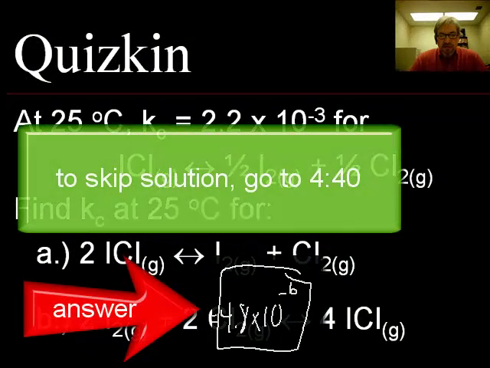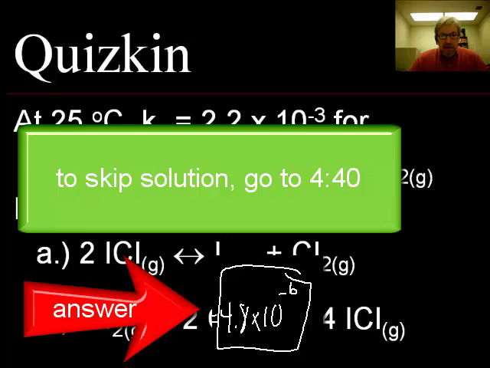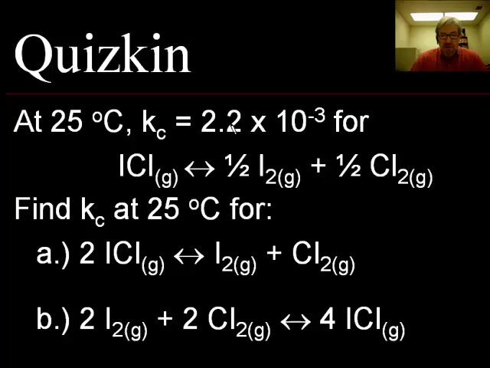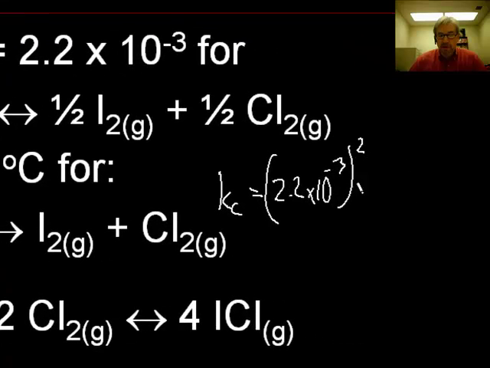Well, what's happened here is we've doubled the coefficients. And what we learned about doubling coefficients is you have to take the K value and then raise it to whatever you've done to the coefficients. So doubling the coefficients means we should square the value of Kc. So Kc for the new reaction here should be equal to 2.2 times 10 to the minus third squared, which works out to 4.8 times 10 to the negative 6th.